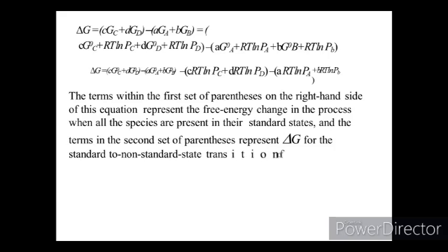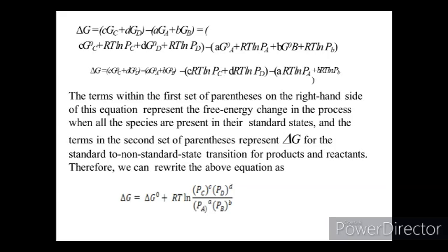Therefore, the free energy term: delta G is equal to delta G0 plus RT ln of the partial pressure of C and partial pressure of D, divided by the partial pressure of A and partial pressure of B. This gives the Van't Hoff isotherm in full form.